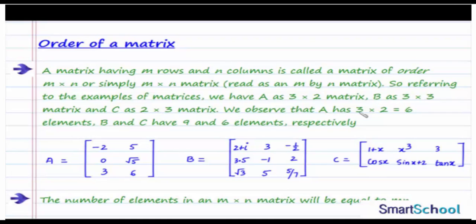We observe that A has 3 into 2, 6 elements. In B we have 3 into 3, 9 elements, and in C we have 2 into 3, 6 elements. Important point here is that the number of elements in an m into n matrix will be equal to m into n. So the number of elements in an m into n matrix is mn.